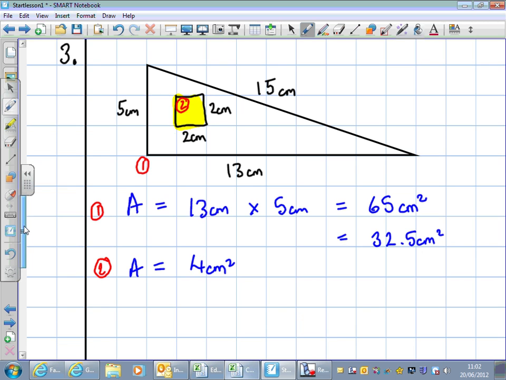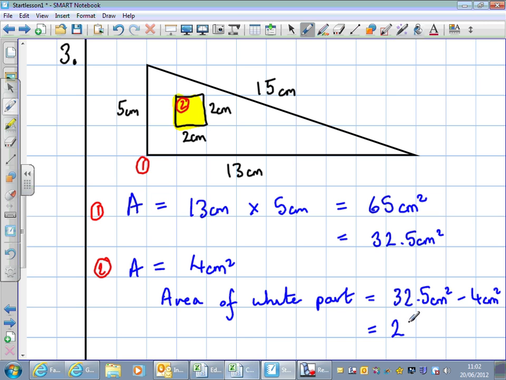Now, what do we do to find out the area of the white part? Well, we subtract them. Area of white part equals 32.5 centimeters squared. Take away 4 centimeters squared to give us 28.5 centimeters squared.